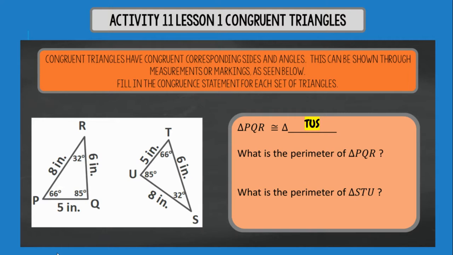What is the perimeter of PQR? No, it's not several. What does perimeter mean? Around. So how far is it around PQR? 19 inches. So if these two triangles are congruent, and one triangle has a perimeter of 19, the other triangle also has to have a perimeter of 19.